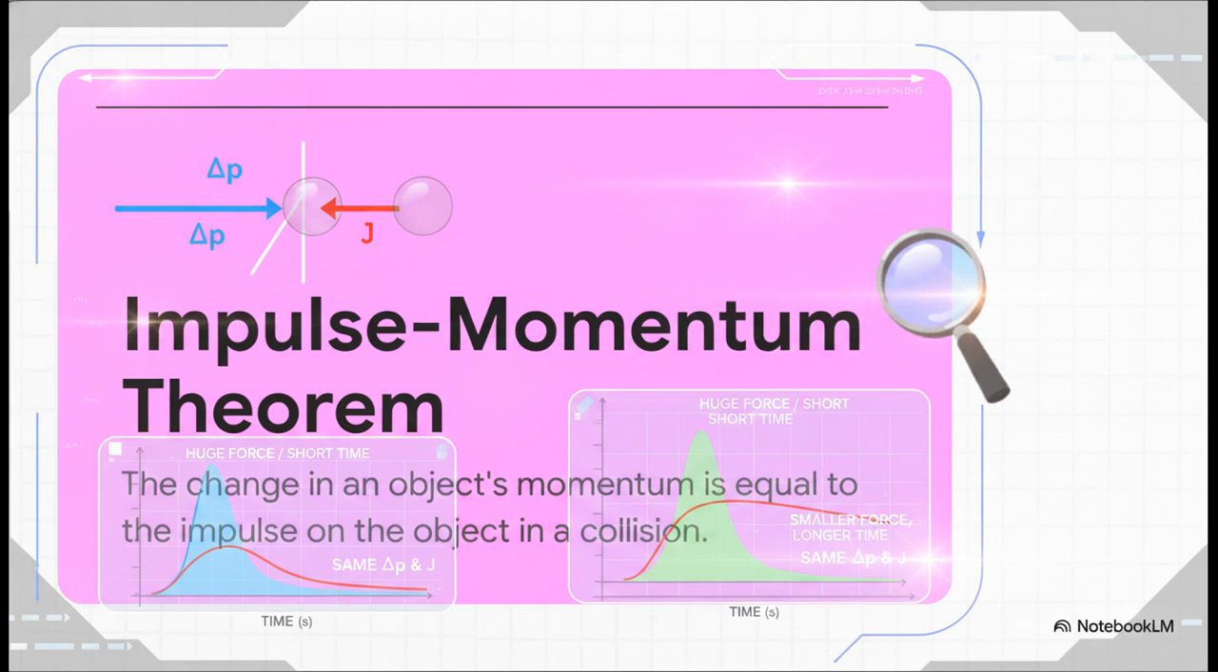Translating that back to our mental HUD, the size of the momentum spike directly equals the amount of force multiplied by the duration of the crash. So a huge force applied over a single millisecond, or a slightly smaller force applied over a longer time, can actually produce the exact same change in that glowing momentum vector.